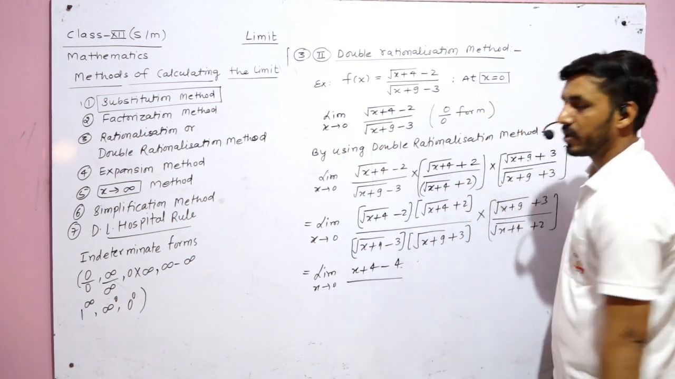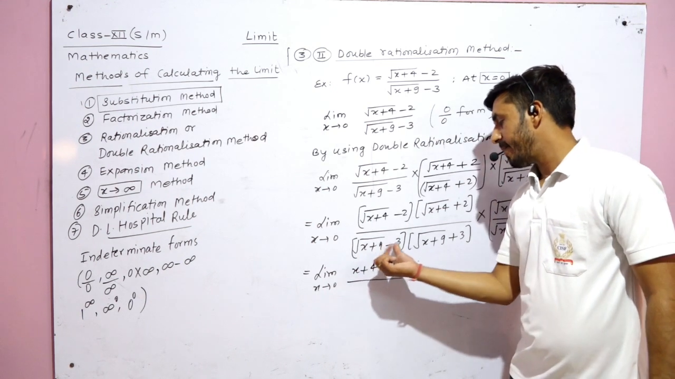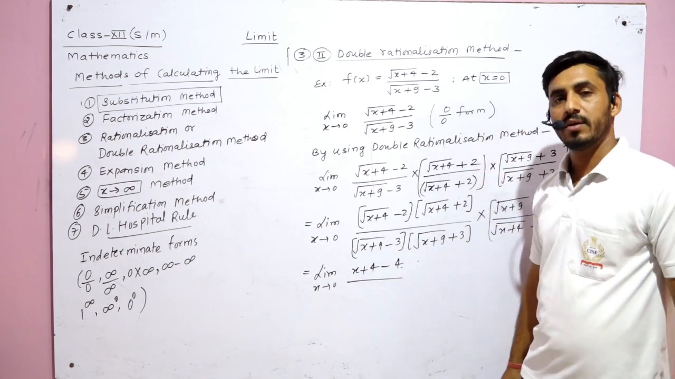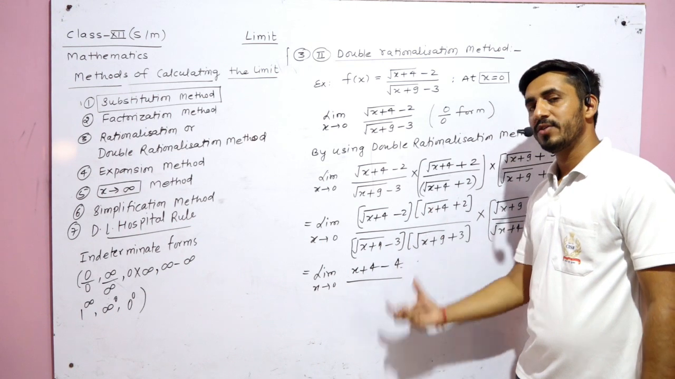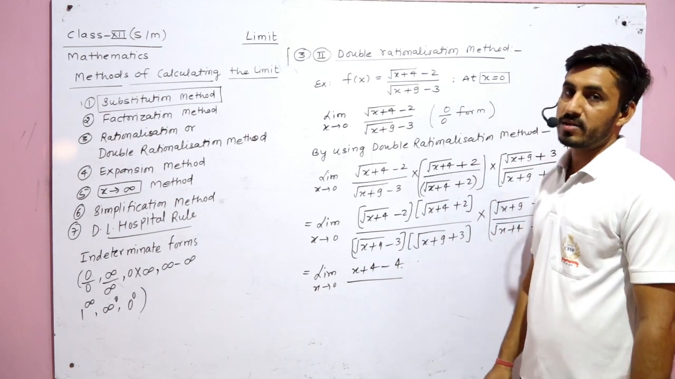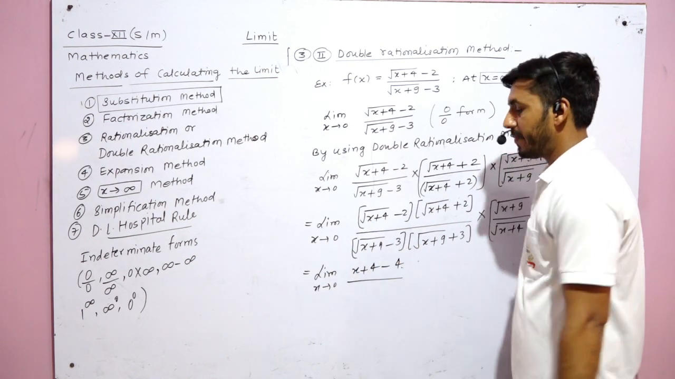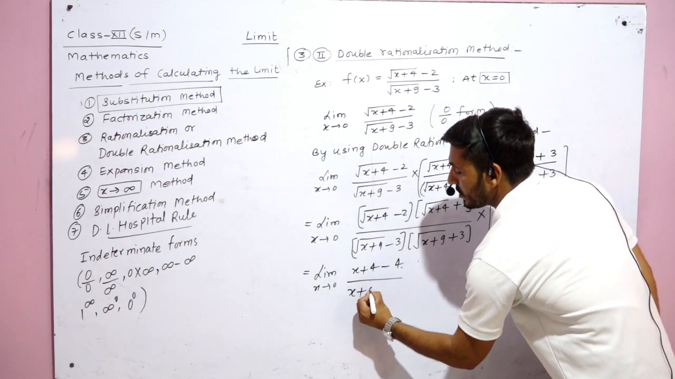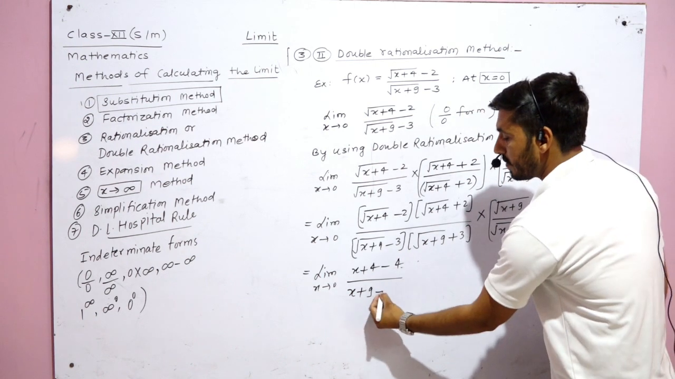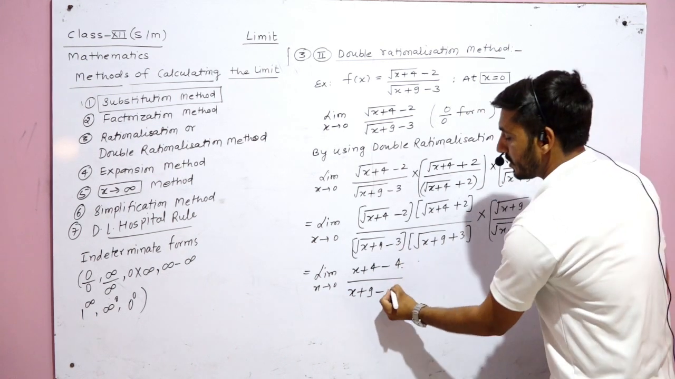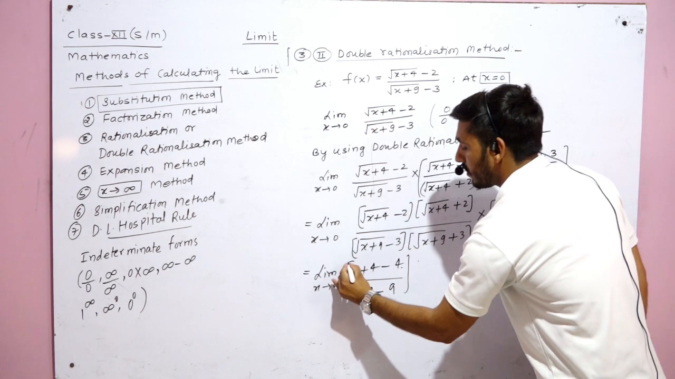Same in the denominator, we can write a minus b into a plus b. Again we can use a minus b into a plus b is equal to a square minus b square. It means the square of this term, the root will be eliminated. Then we can write x plus 9, minus b square, it means the square of 3, it means 9. The term is solved like this.